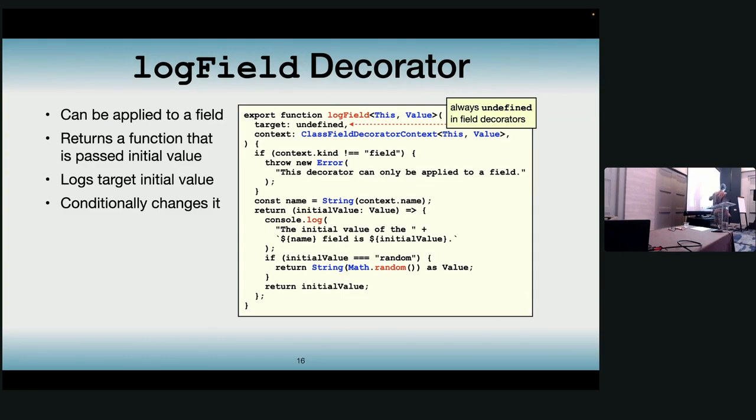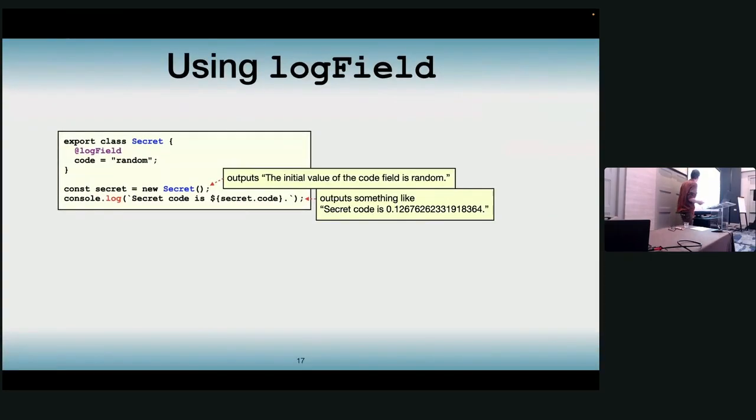And then I say if it was really the string random, then what I'm going to do is generate a random number and convert that to a string and return that. And in any case, at the end, I'm returning that initial value. And so I have an opportunity in this kind of decorator to say, if you give me an initial value that I don't like or I need to change, I could do it in this decorator. And so here's what that would look like in code. I have this class secret. It has one field called code, and I did set it to random, and then I applied my decorator. And so here I created an instance of that class, and that alone is going to cause it to output the initial value of the code field is random.